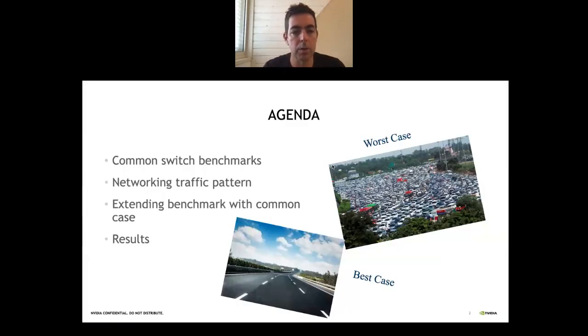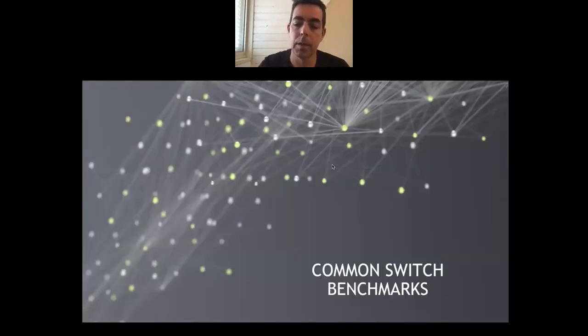So the agenda: we're going to talk about common practice today in testing switches, which, as you can see in the pictures, focuses on the worst case scenario or best case scenario. Then I'm going to talk about network traffic patterns, mainly elephant flows and mice flows, and TCP locality. Then we're going to suggest a new way to extend the benchmark, and we are going to show how we did that test, or prototype of that test, and some results.